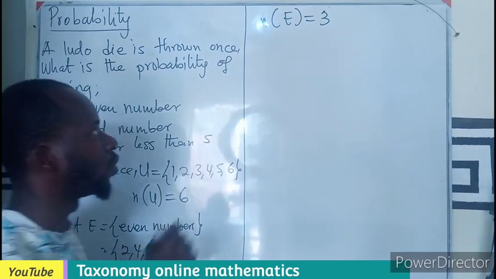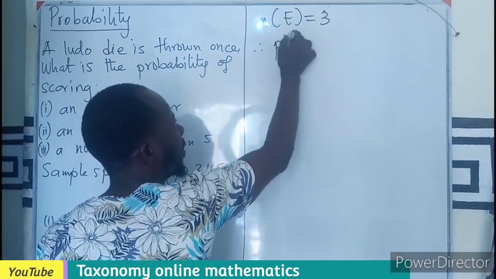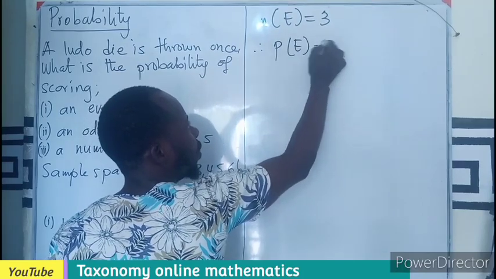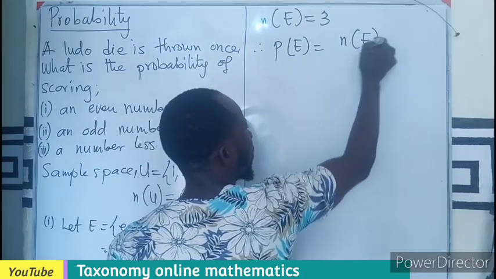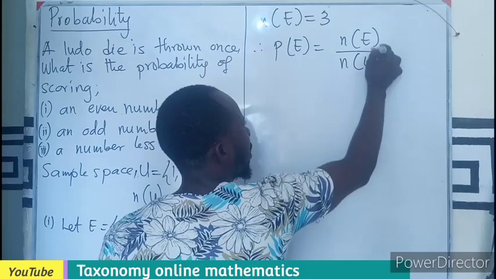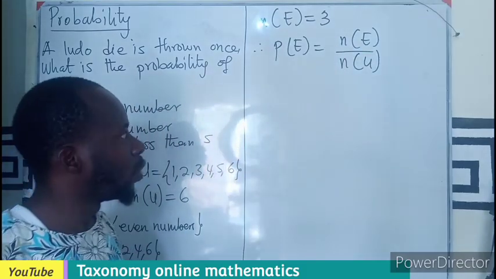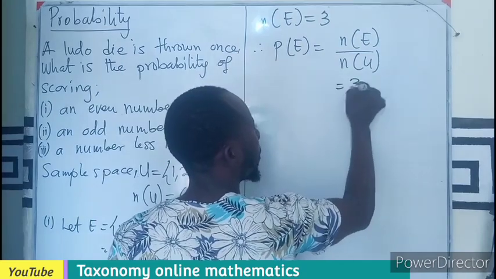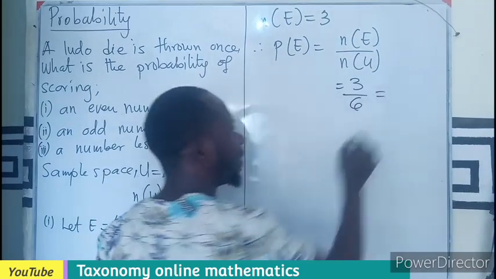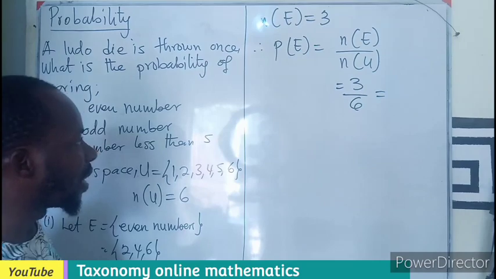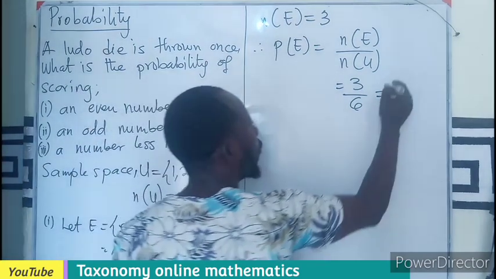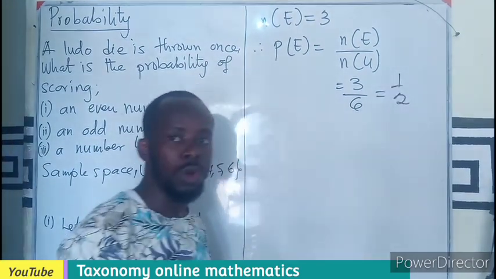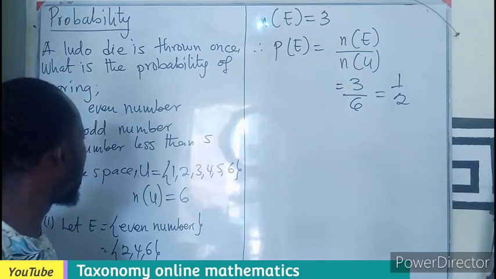Event is known. Sample space is known. So therefore, the probability of the event equals the number of the event over the number of the sample space, which could translate to 3 over 6. And 3 over 6 can further be reduced to 1 out of 2, being the probability of selecting an even number.